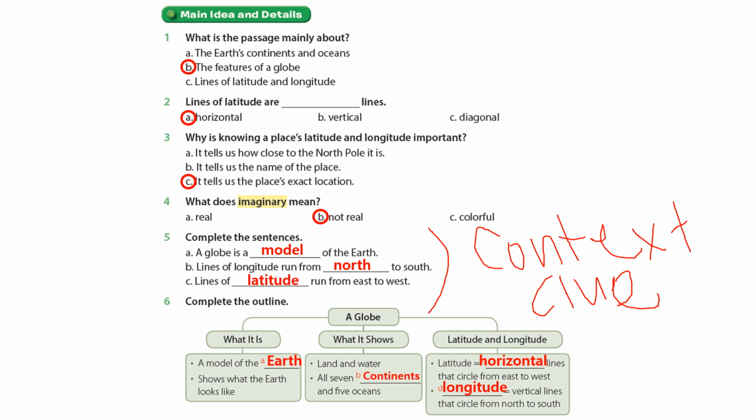So for question number 6, complete the outline. A globe is a model of the earth. It shows what the earth looks like. The globe shows land and water. All 7 continents and 5 oceans. A globe has a latitude and longitude. Latitude is a horizontal line, and longitude is a vertical line.